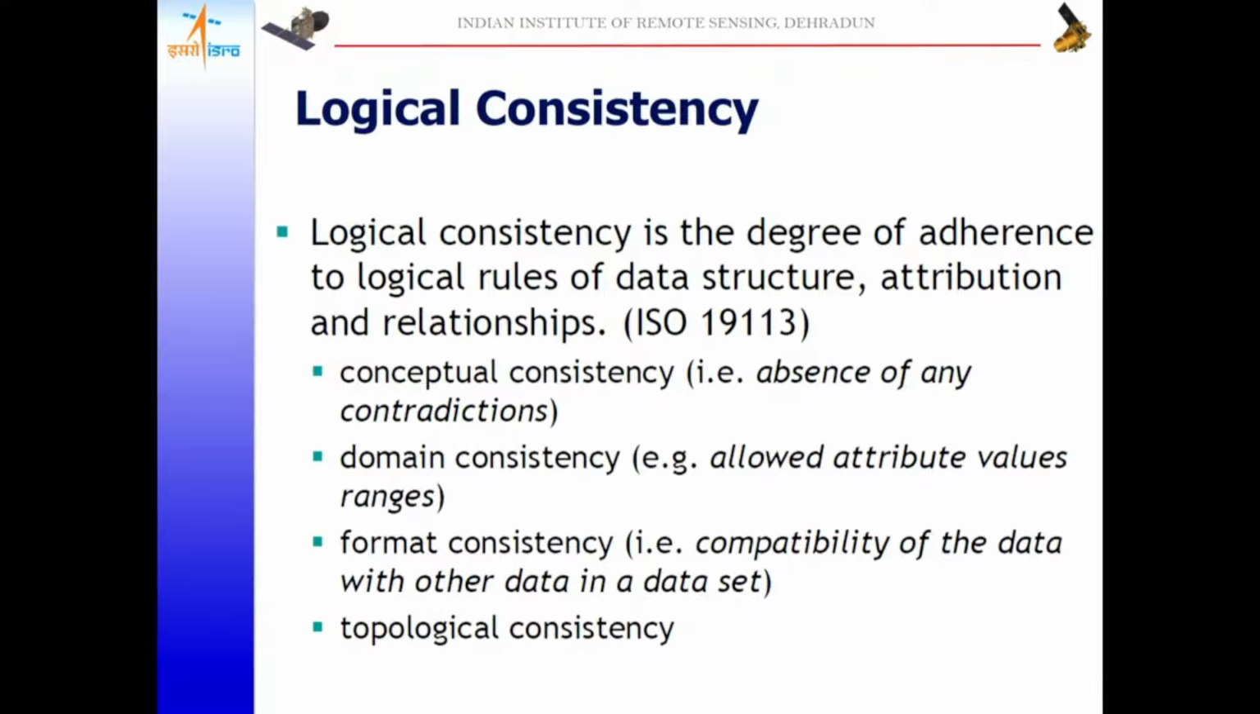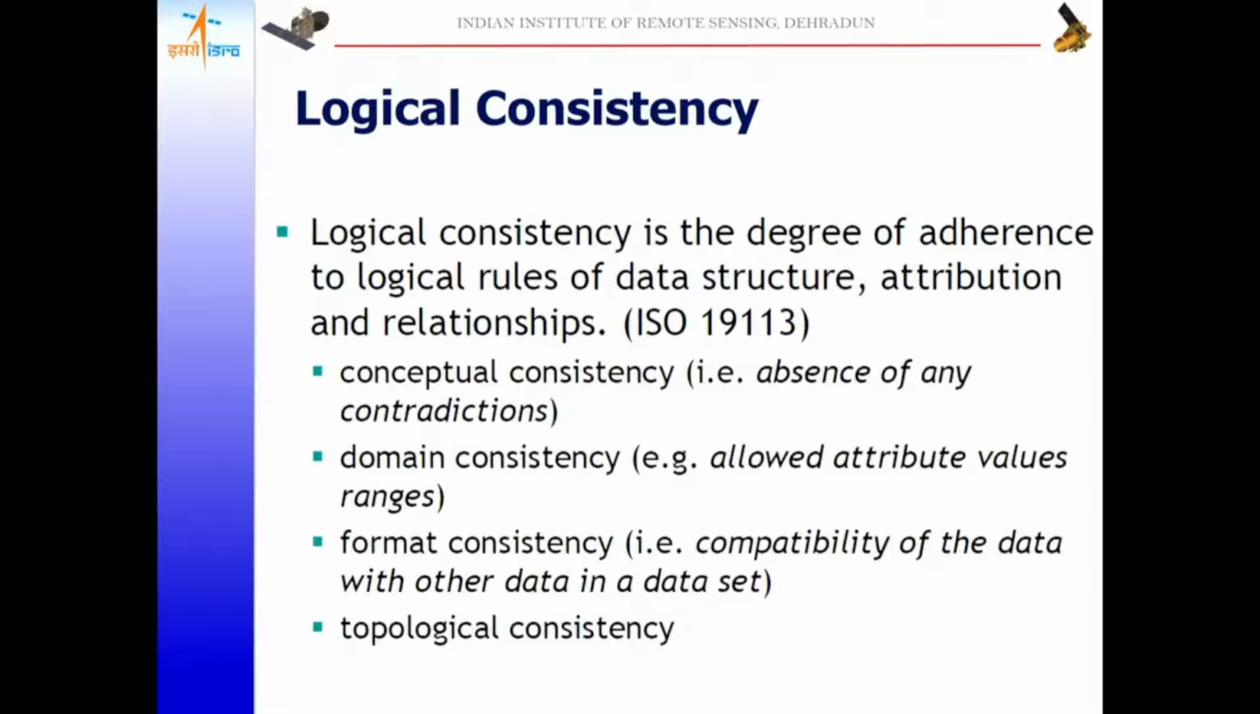Then domain consistency is where we define the domain. If you are dividing into classes like 1, 2, 3, 4, 5, then 6 should not come. If you have divided up to 5, 6 should not be there. Format-wise, if you want to compare or merge the data with other data sets, both formats should be compatible, so then only it can be merged, otherwise it may not work.